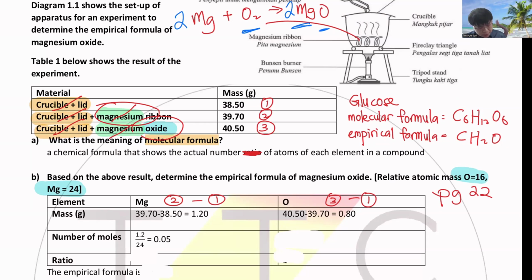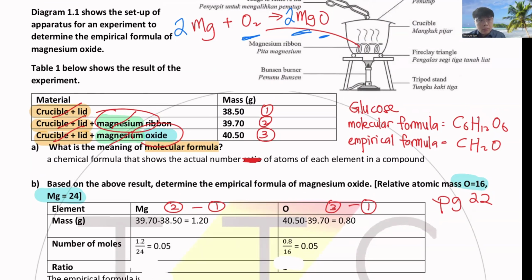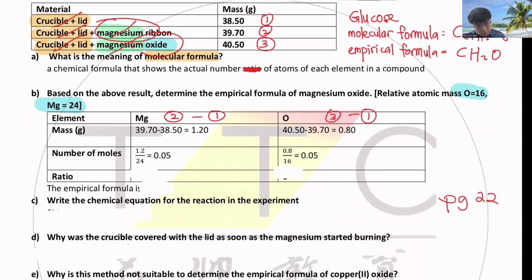So 1.2 divided by 24, you get 0.05. Then 0.8 divided by 16, you get 0.05 also. Then after that, you need to show me the steps. 0.05 divided by 0.05 equals 1.